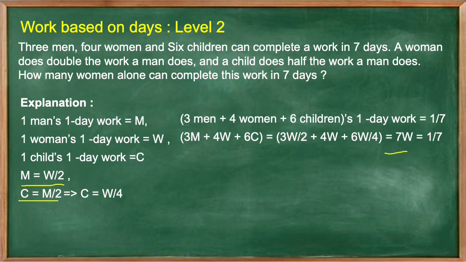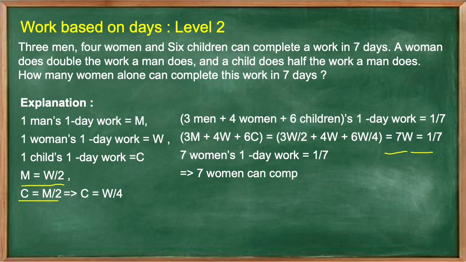And what is w? One woman's work. So if one woman's work is w, then 7w is 7 women's work, which is equal to 1 by 7. If 7 women's one-day work is 1 by 7, then according to the flip rule, 7 women will complete the work in 7 days. So the answer is 7 days.